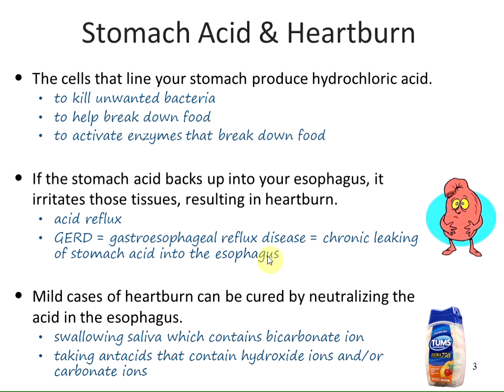Now, if that stomach acid backs up into your esophagus, it irritates those tissues, resulting in heartburn. This is also known as acid reflux, or GERD, so gastroesophageal reflux disease, which is chronic leaking of stomach acid into the esophagus. Now, mild cases of heartburn can be cured by neutralizing the acid in the esophagus. And this can be done simply by swallowing some saliva, because that actually contains a bicarbonate ion, or by taking an antacid that contains hydroxide ions and or carbonate ions.